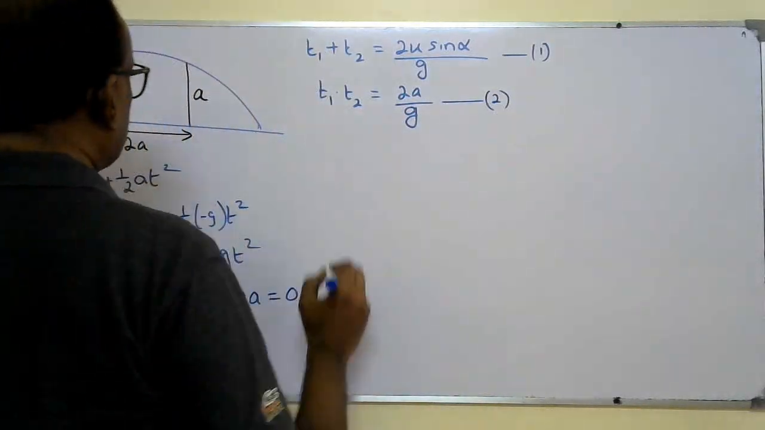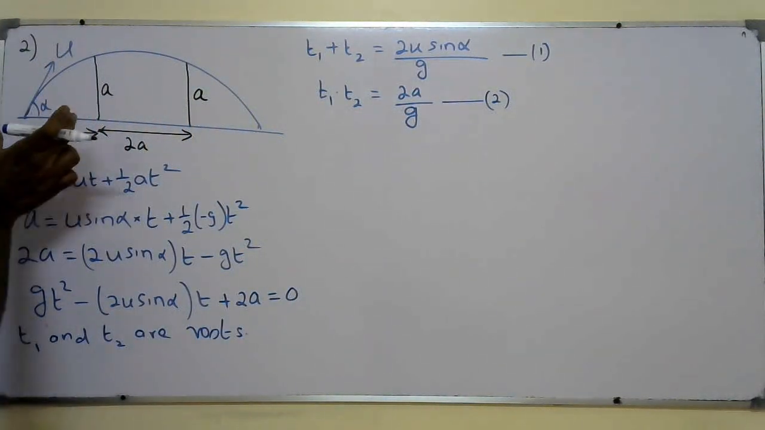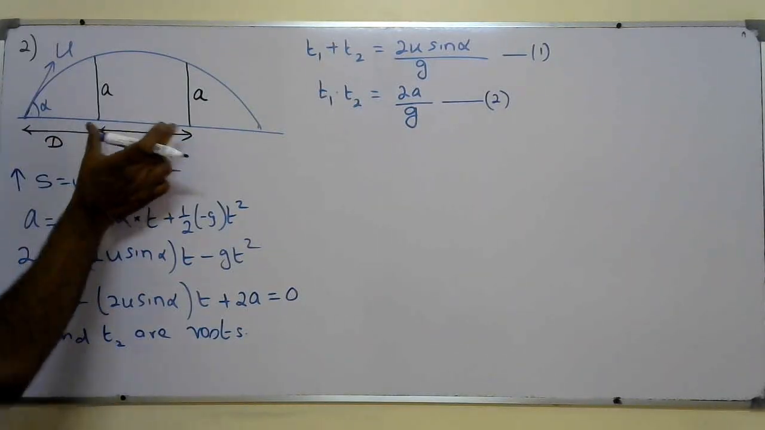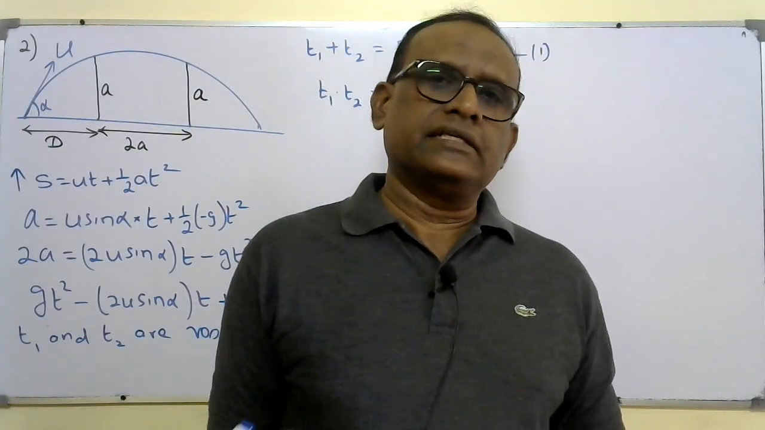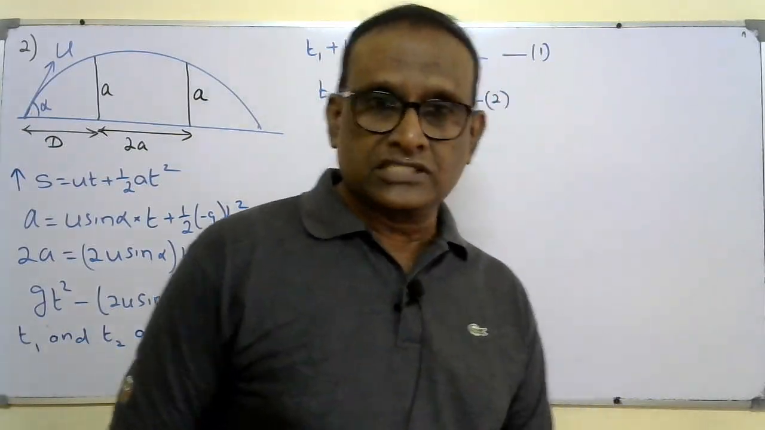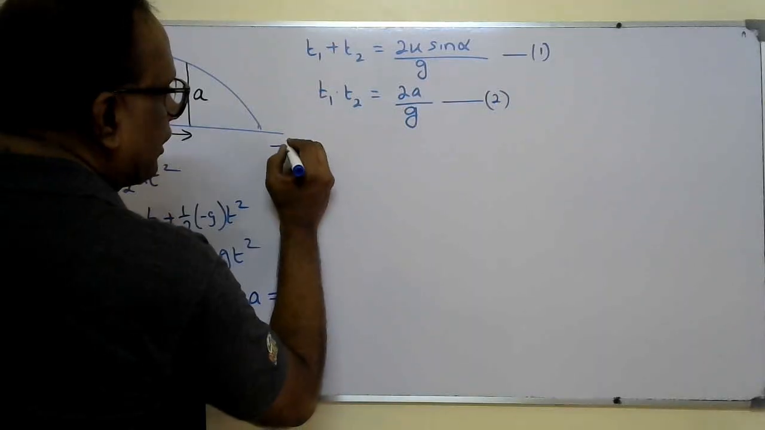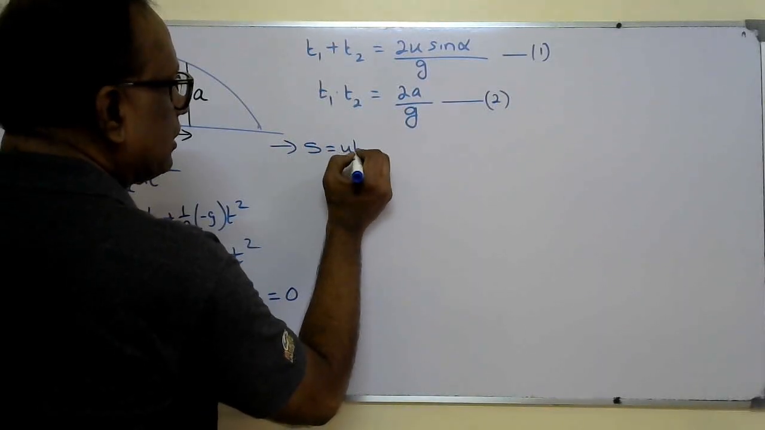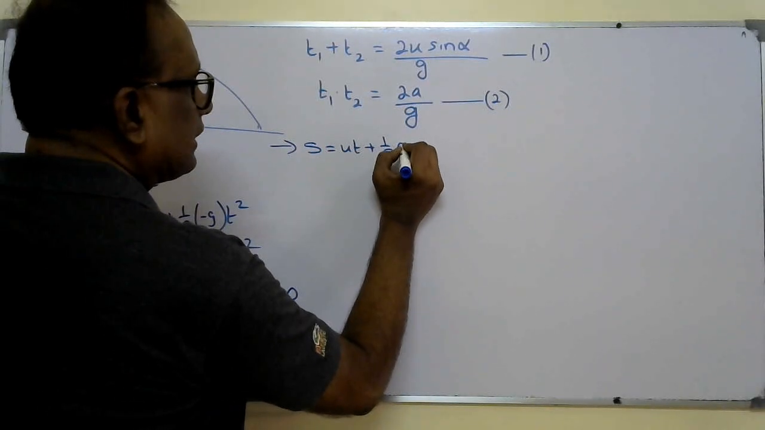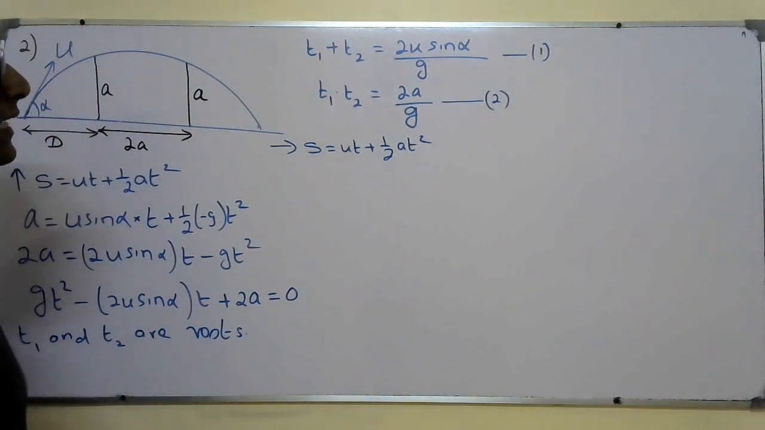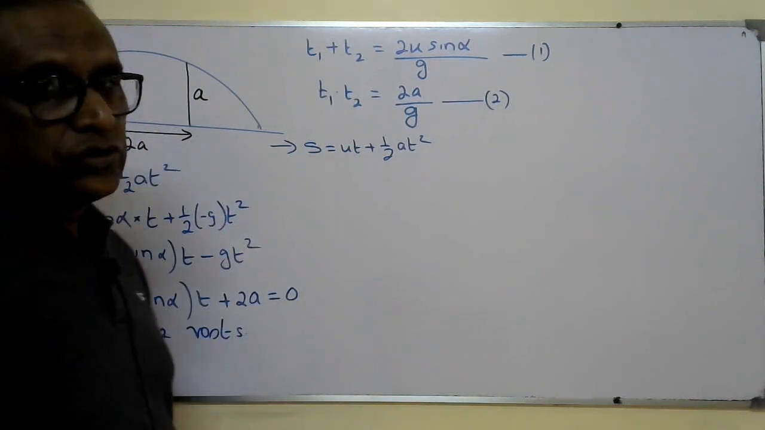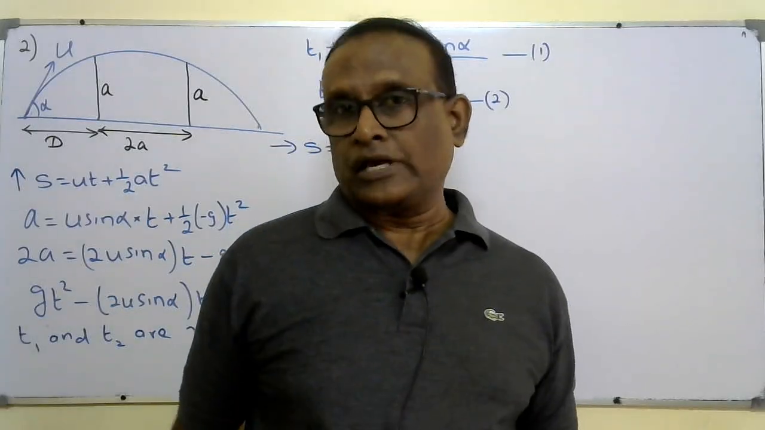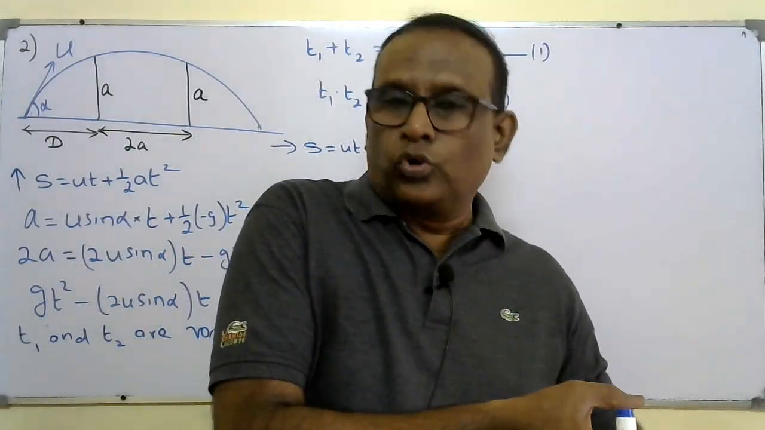Now we use horizontal, because there are two different horizontal distances. For the first wall it is D. For the second wall it will be D plus 2a. I take T1 as the time taken to reach the first wall. I need to get some relationship between T1 and T2 and find their values to find D. I don't have the values for T1 or T2, so I need more equations.